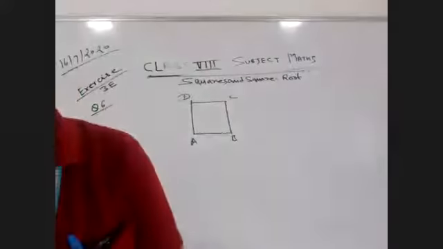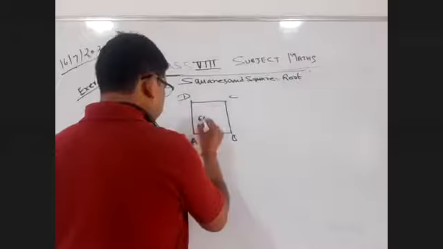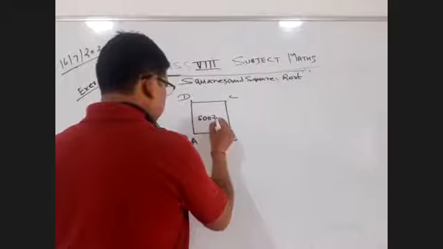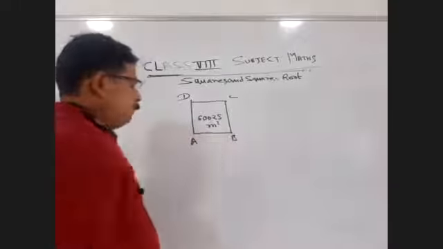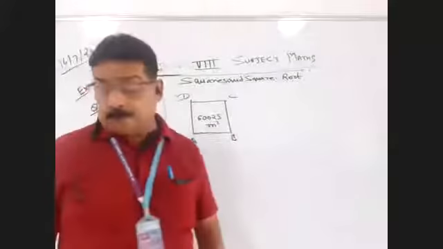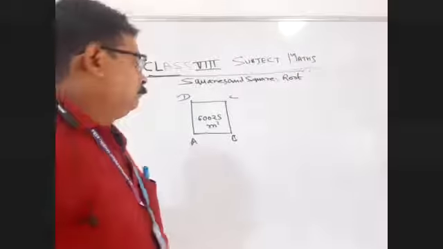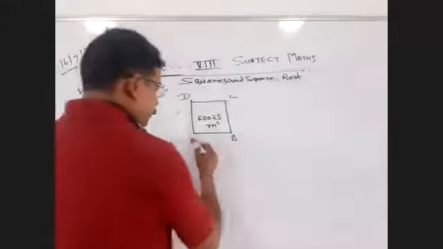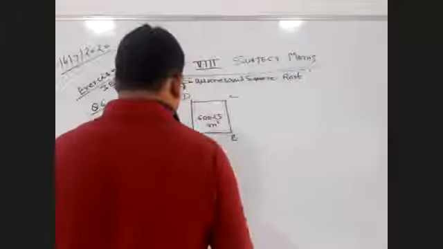This area is 6025 meters square. A cyclist moves along AB, BC, CD, and DA. That means perimeter. So first of all, we find the side.